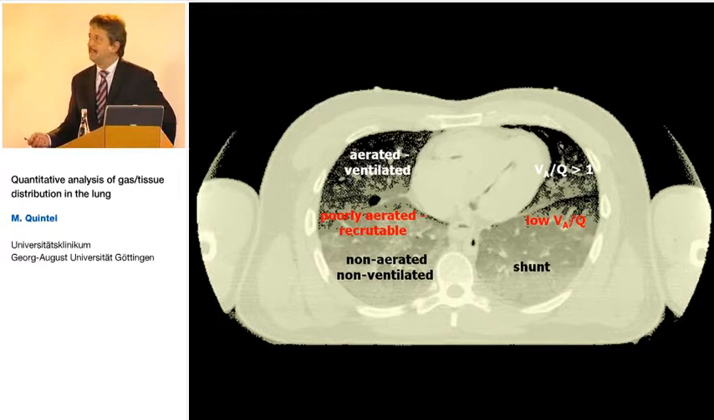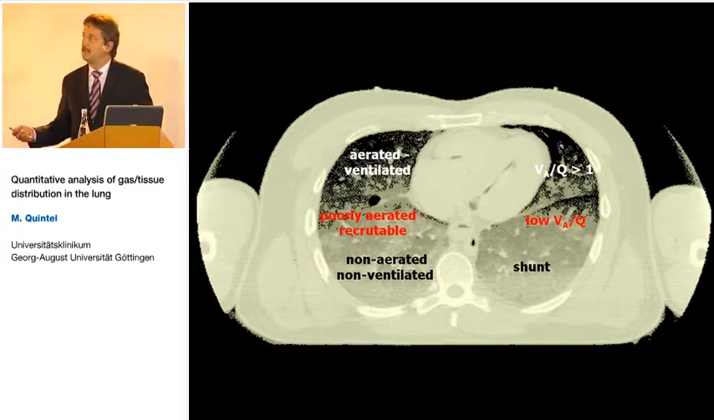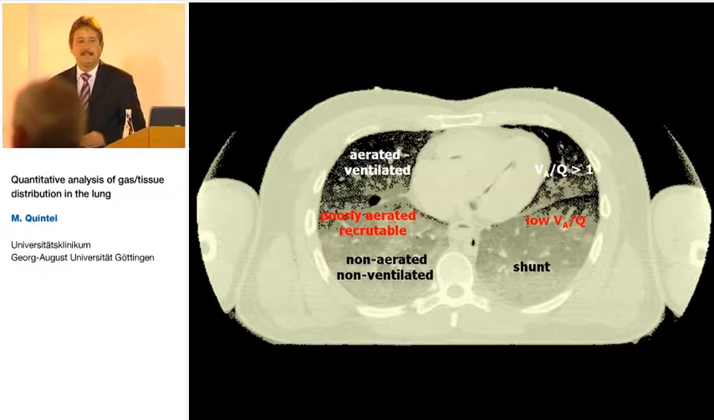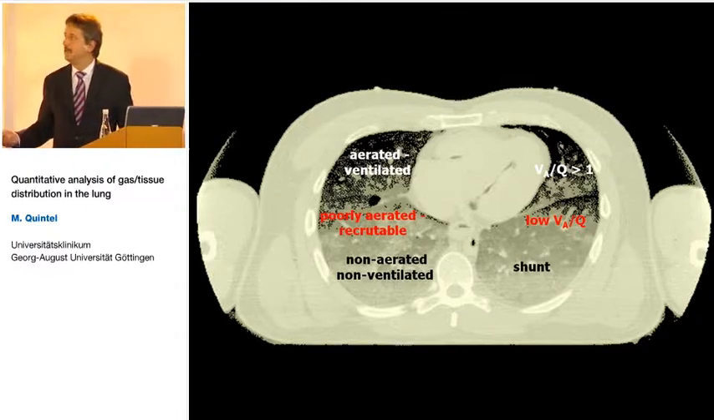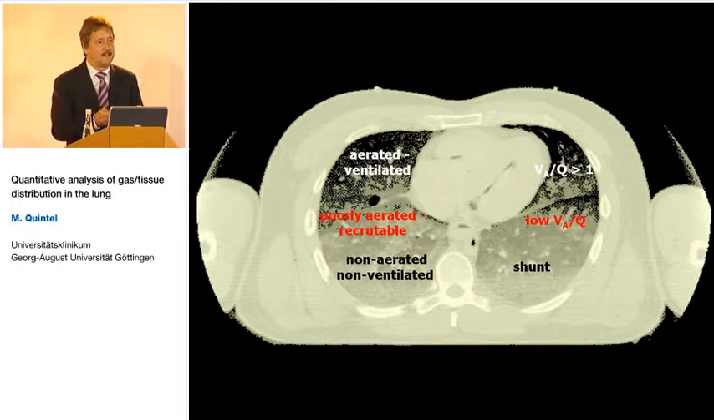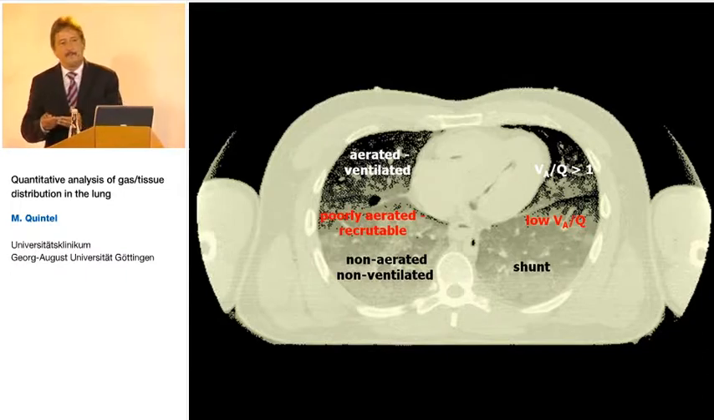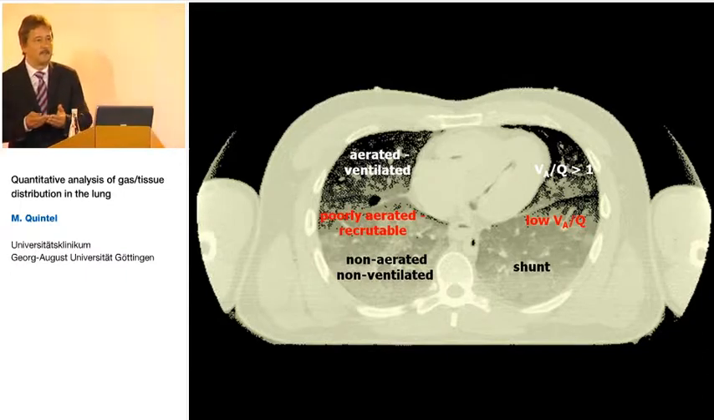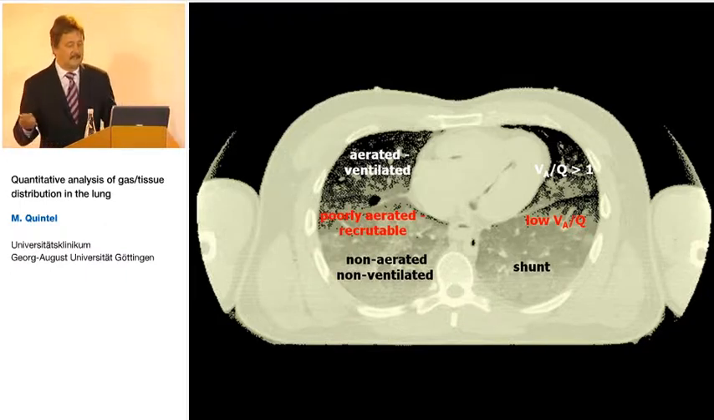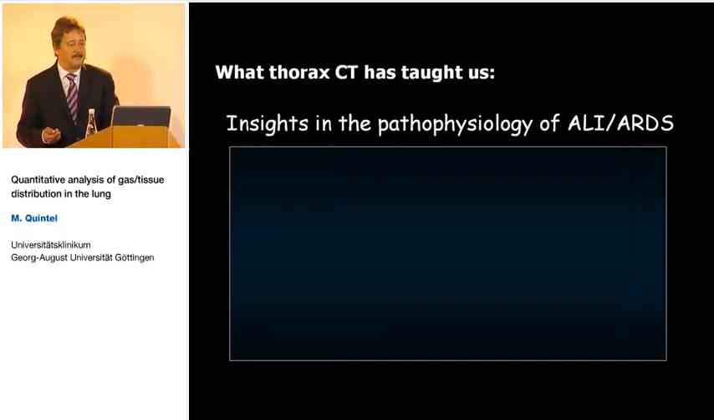So what we learned is that there are regions which are well aerated, which are normally closely linked to VA/Q regions above 1; that we have poorly aerated but potentially recruitable areas with low VA/Q; and that there are non-aerated, non-ventilated, true shunt areas. Probably we can describe them as consolidated areas, which we know are non-recruitable and can potentially not be opened up.